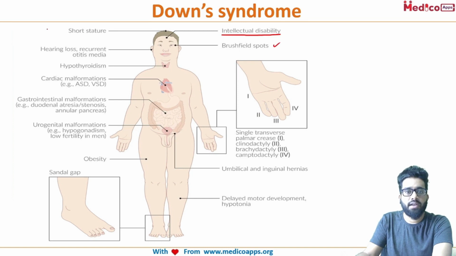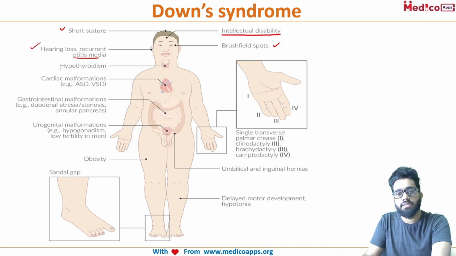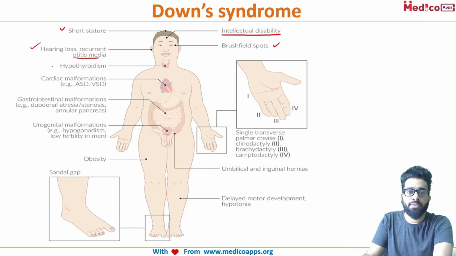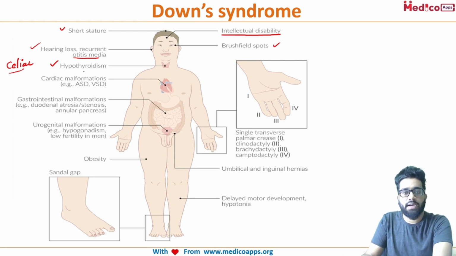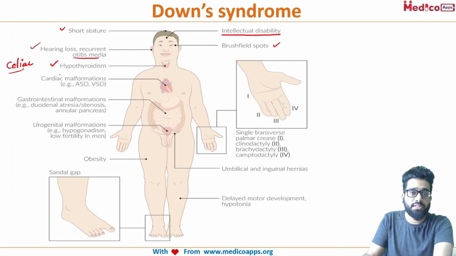We have discussed this, and there is significant short stature in Down syndrome. You can have hearing loss and recurrent otitis media, because the bony architecture is different and it's prone to infection. You can also have sensorineural defects. Remember, the endocrine system is inherently affected in Down syndrome. You can have hypothyroidism and also celiac disease. Remember, celiac disease is also common in Down syndrome. Okay, and you can also have autoimmune thyroiditis causing hypothyroidism. So you have autoimmune diseases like celiac disease, hypothyroidism, etc.